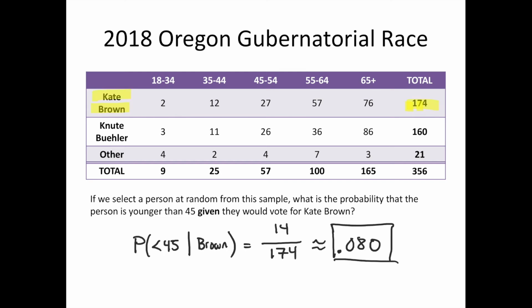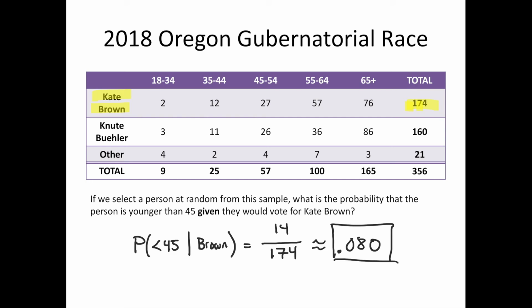So since the given information now is that the subject supported Kate Brown, we restrict our attention to the row corresponding to sample participants who supported Kate Brown, those 174. And out of those 174, only 14 are younger than 45 years old. So this conditional probability is 14 over 174, or approximately 8%.